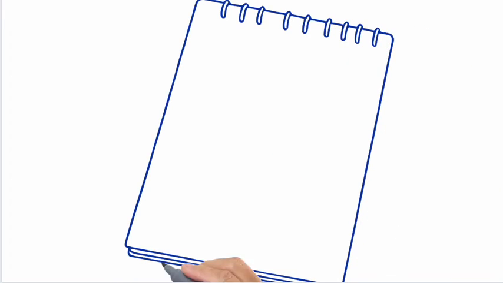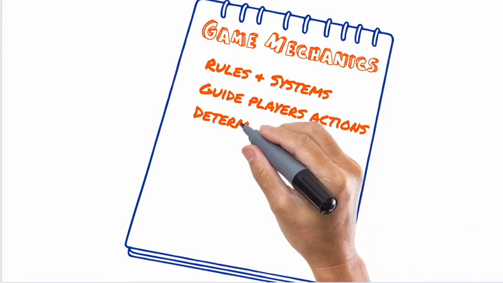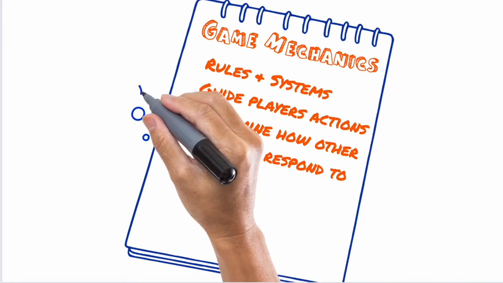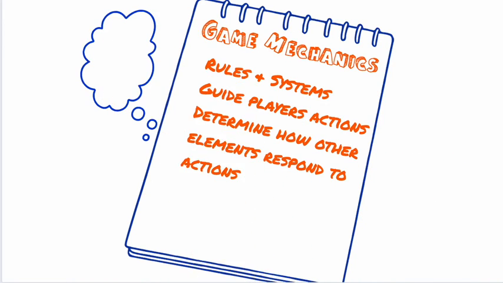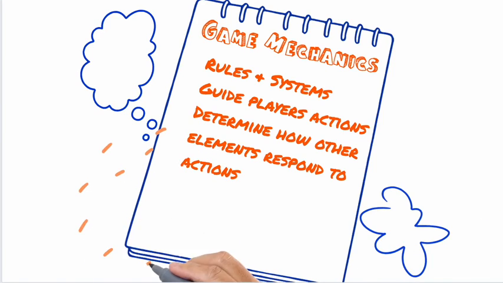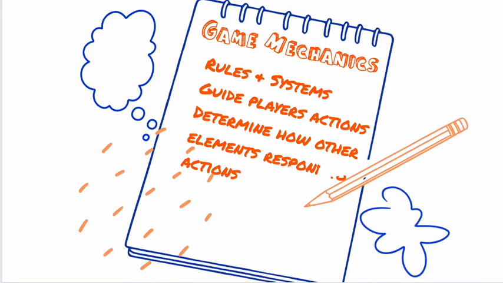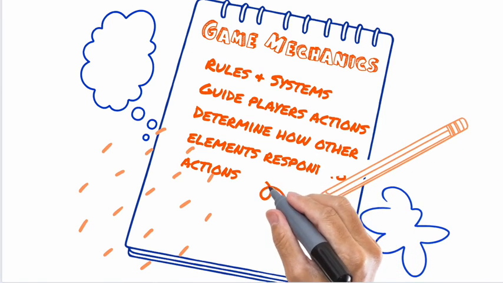Game mechanics are a set of related mechanics grouped into systems. The rules and systems that guide the player's actions, the inventory items available to the player, as well as the number and types of enemies in the game. Game mechanics also determine how other elements in the game respond to various actions.